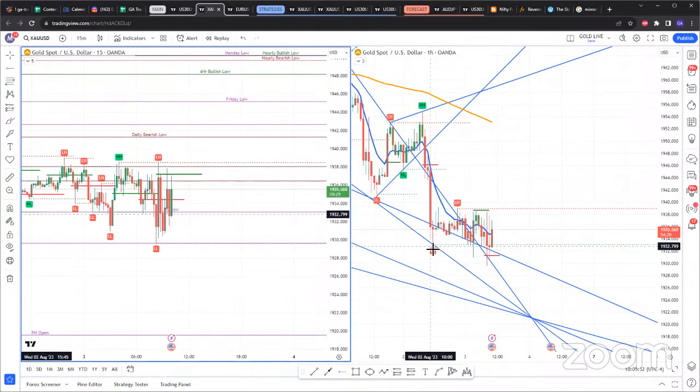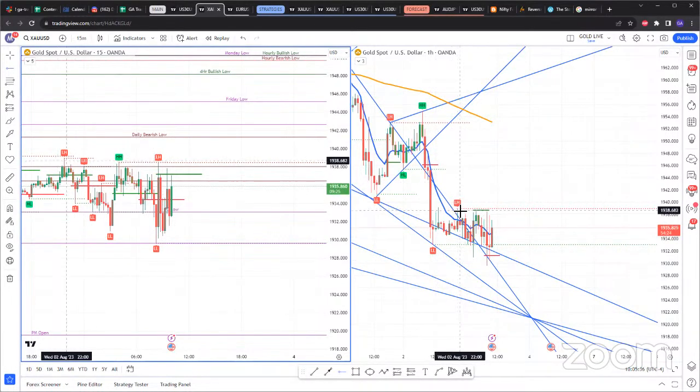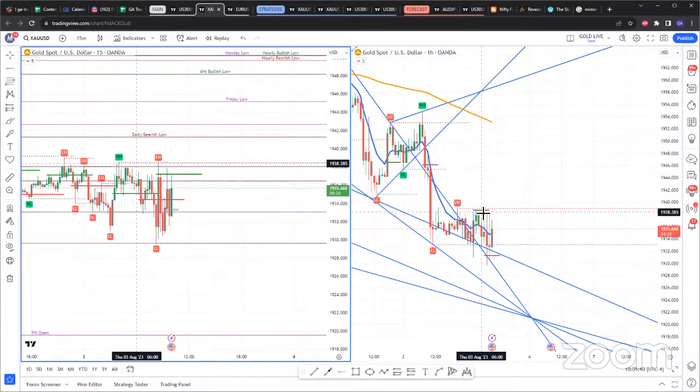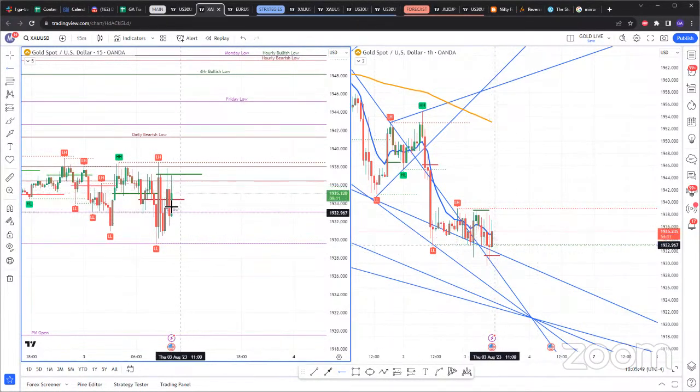Currently, you can see we are forming lower lows. It's just lower lows, and there's no high that has closed above here, which is why for me, this is the point of reversal for gold, 1938. So right now, my bias is still a sell on gold. And this is also another area to possibly consider a break and retest.